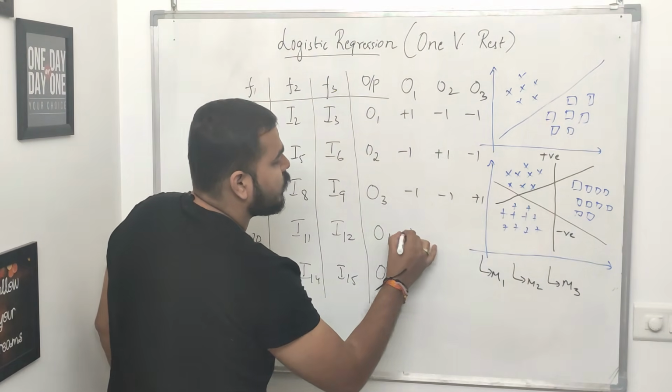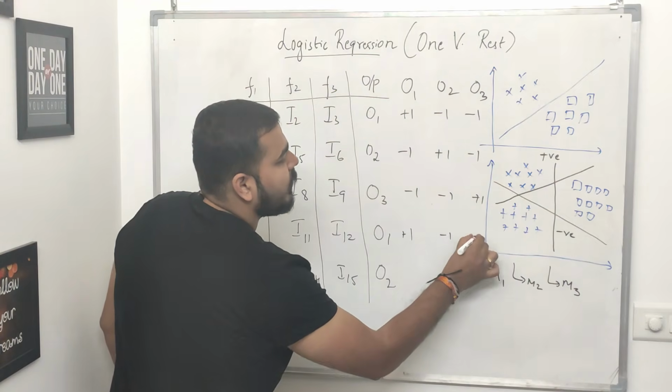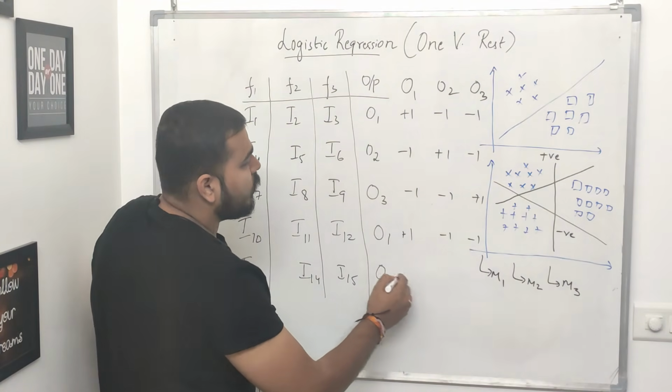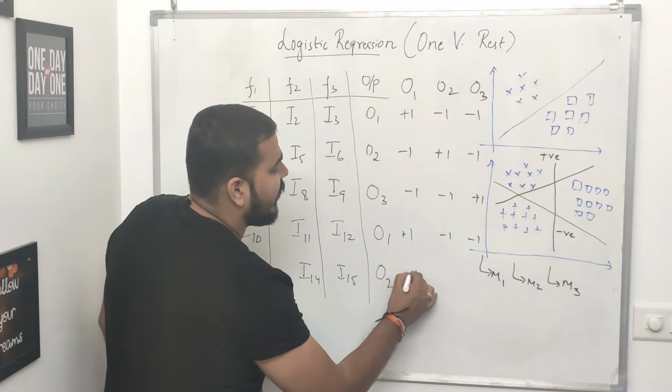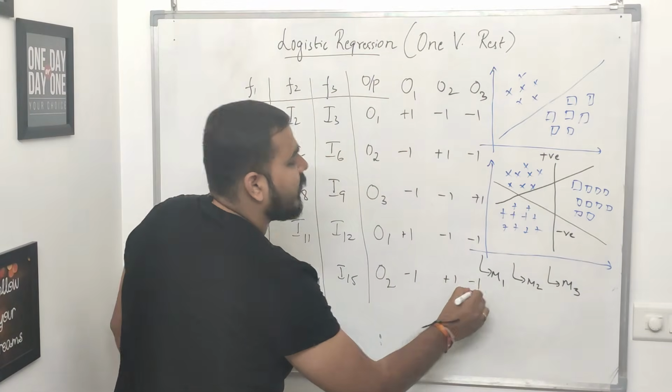Now here you have +1, then again here you have -1, -1. Now similarly in O2, you have over here -1, +1 and -1.